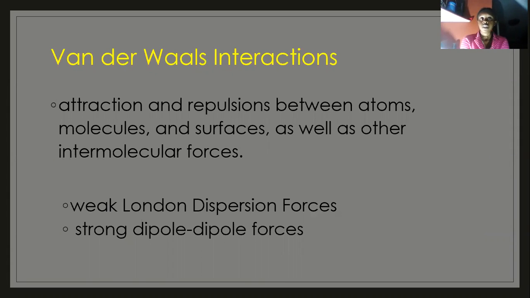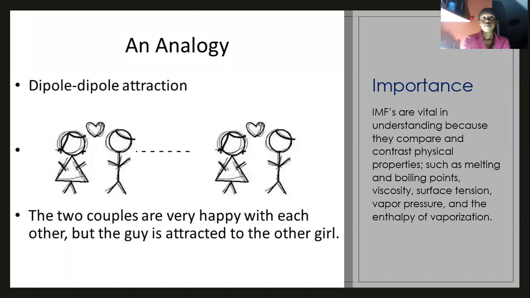Van der Waals interactions simply state that there is attraction and repulsion between atoms, molecules, and surfaces, as well as other intermolecular forces. There are two types: the weak London dispersion forces and the strong dipole forces. A simple analogy that you can think about is the dipole attraction. You can think of two couples that are very happy with each other, but the guy is attracted to another girl.